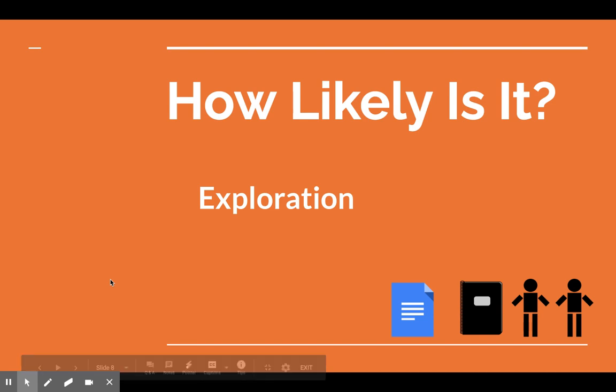So at this time, let's go to our exploration activity that can be found in your student companion. And remember, that is on Google Classroom. So let's take some time to open up your student companion that is found in Google Classroom.